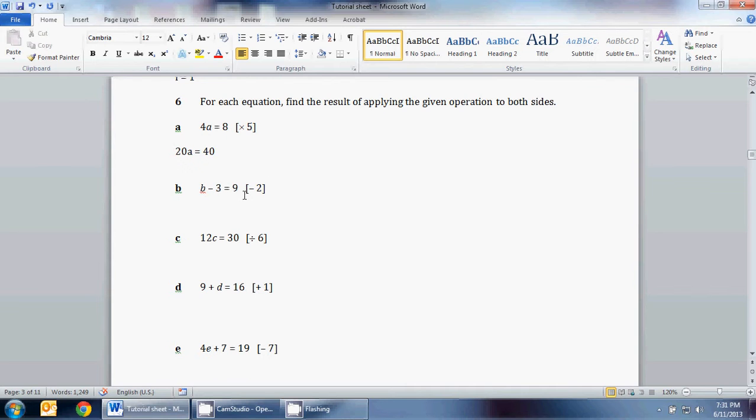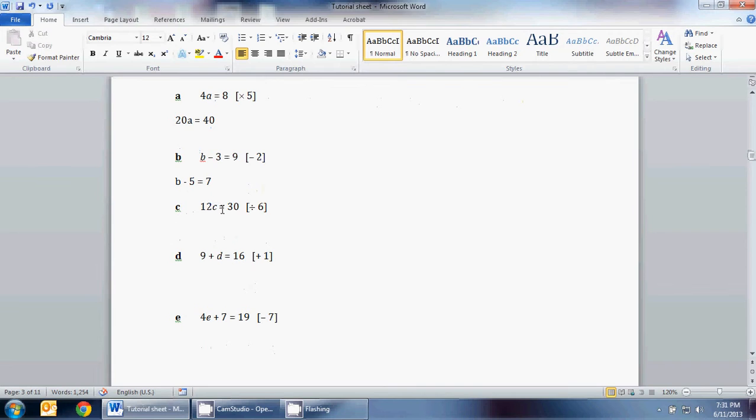Now we have to take away $2. So B minus $3. So we take away the $2. If I owe someone $3 and I borrow another $2, I end up with owing that person $5. On the other side here, I have $9 and I'm taking away $2, so I end up with 7.